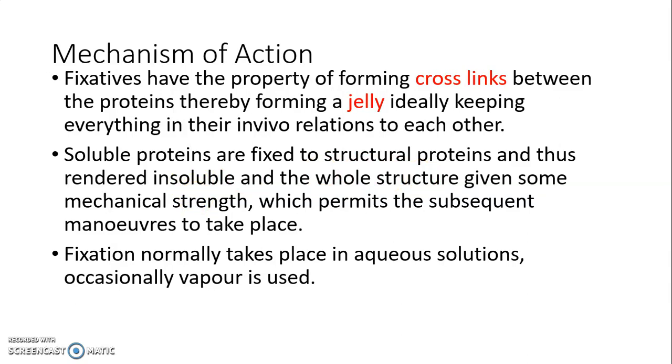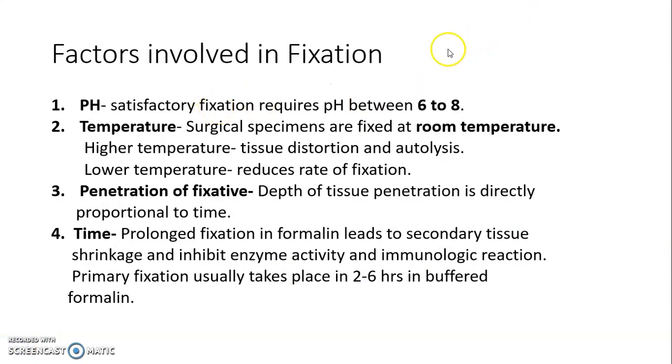take place. Fixation normally takes place in aqueous solutions. Occasionally vapor is used. Factors that affect the fixation. First is pH. Satisfactory fixation requires a pH between 6 to 8. Second is temperature. Surgical specimens are fixed at room temperature. Higher temperature will cause tissue distortion and autolysis, whereas lower temperature will reduce the rate of fixation.